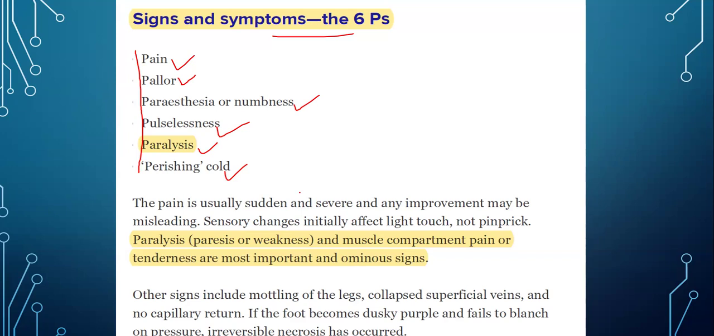What is the most important sign for acute lower limb ischemia? Paralysis and the muscle compartment pain is the most important sign. So this comes in exam.